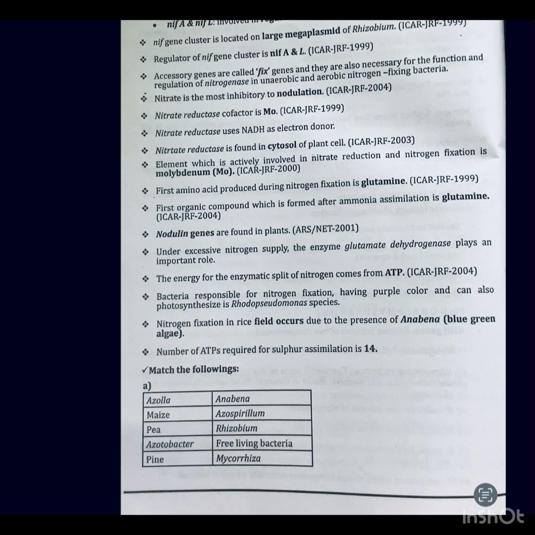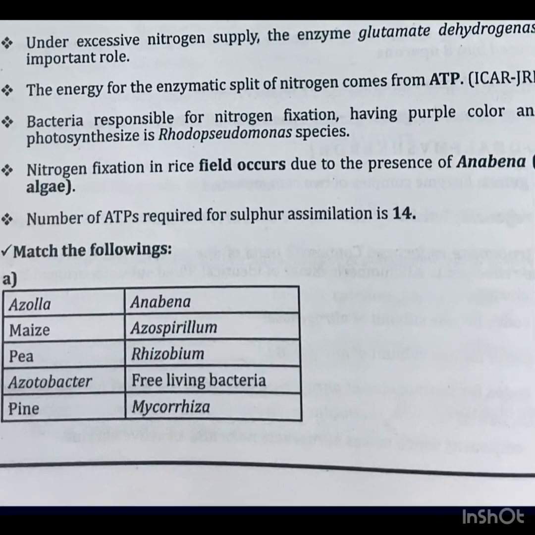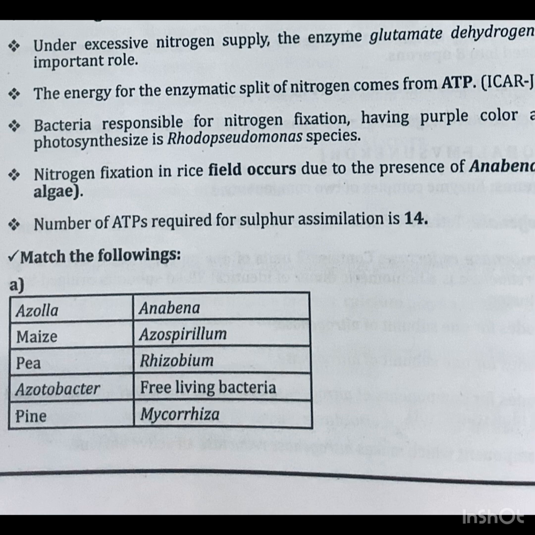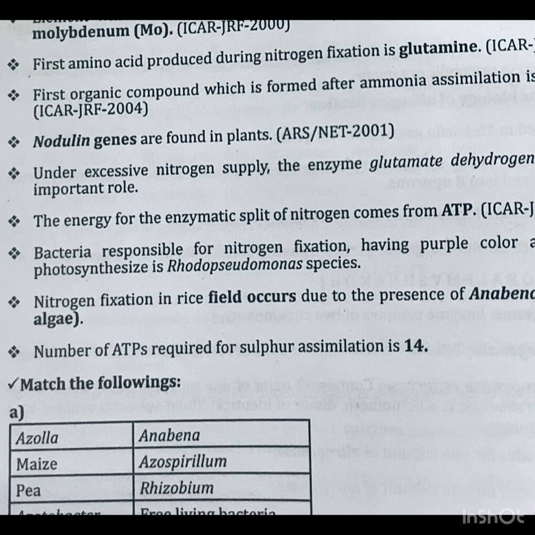ICAR JRF 2004 question. Bacteria responsible for nitrogen fixation having purple color and that can also photosynthesize is Rhodopseudomonas species. Nitrogen fixation in rice fields occurs due to the presence of Anabaena blue-green algae. Number of ATPs required for sulfur assimilation is 14. So these all are the short notes about the nitrogen fixation bacteria and about the molecular biology of nitrogen fixation.